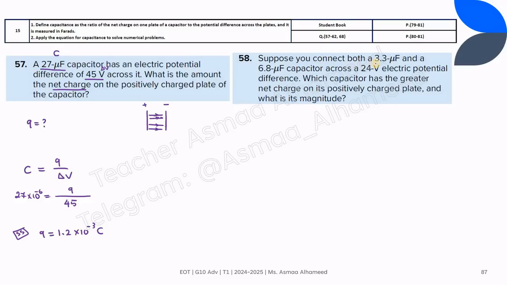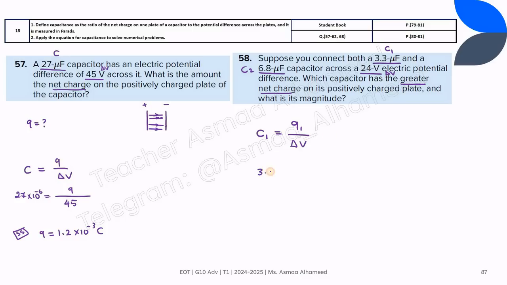Moving on, suppose you connect both 3.3, so this is the first capacitance and this is the second capacitance, across a 24 volt, so this is your delta V, electric potential difference. Which capacitor has the greater net charge on its positively charged plate? So first of all, we start with capacitance 1 will give me charge 1, and it is the same potential difference.